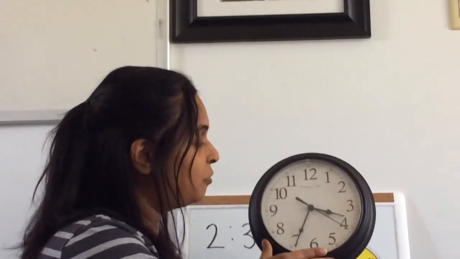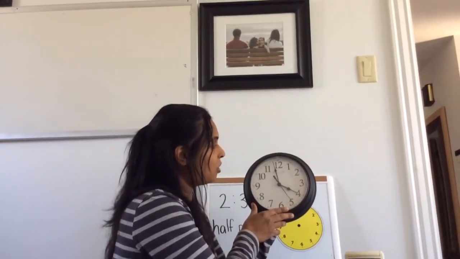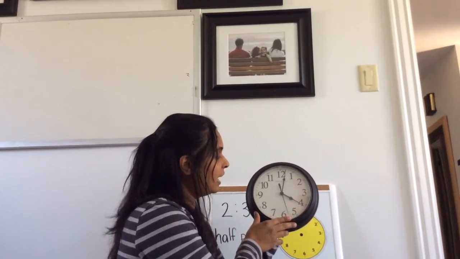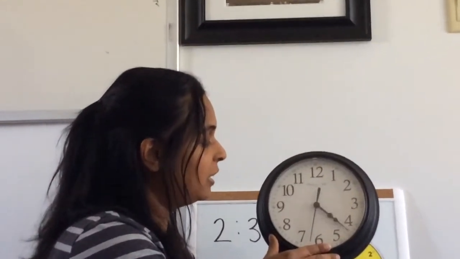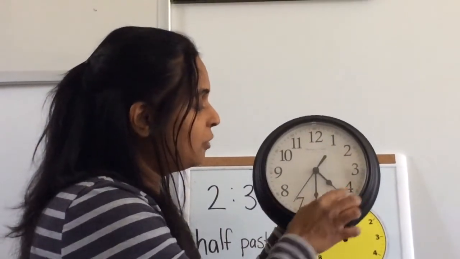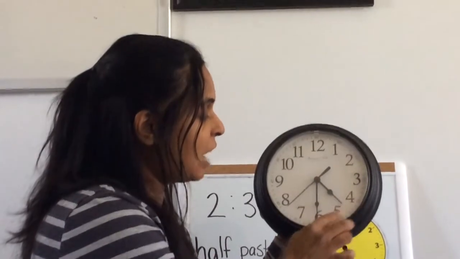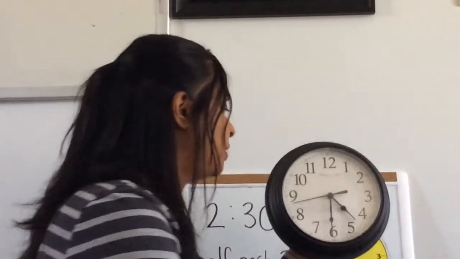Now moving ahead to 4 o'clock. Okay, that little short hand always moving. And now to 4:30, or half past 4. Right here, the hand is halfway between the 4 and the 5. That little hour hand, halfway between the 4 and the 5. And it is now half past 4, or 4:30.